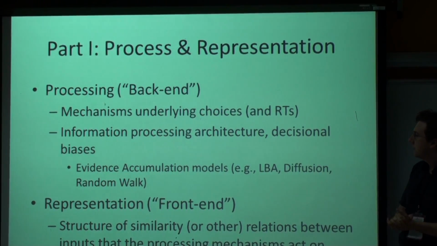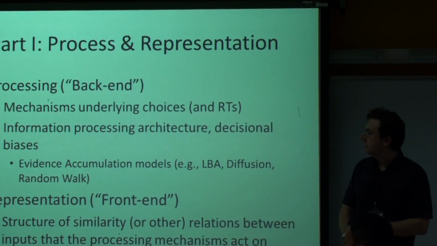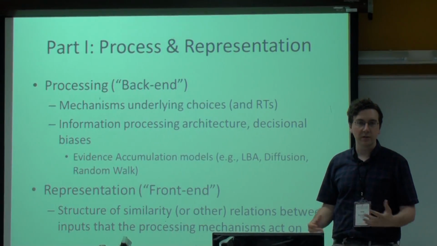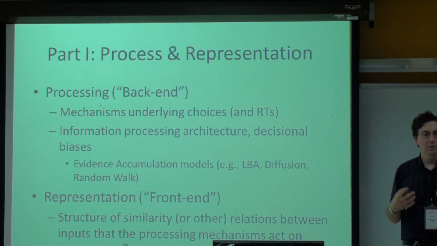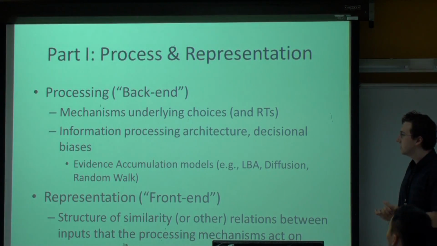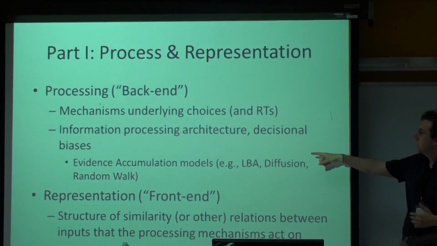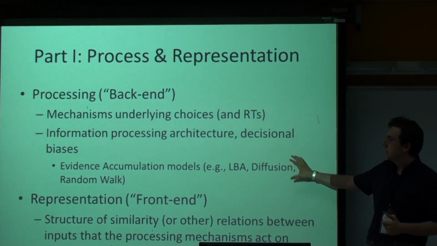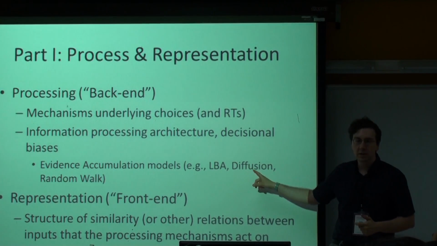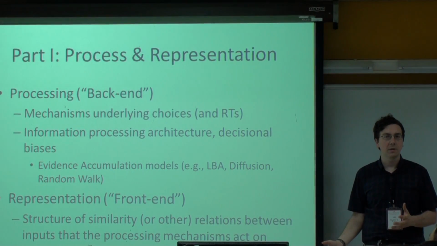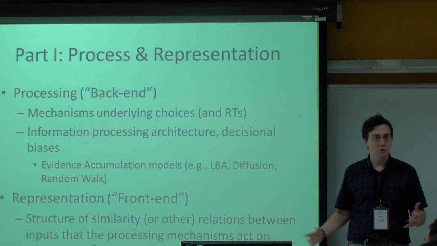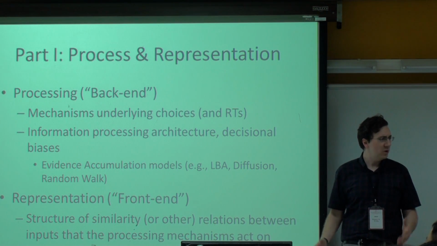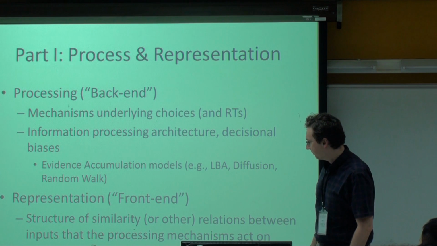So this processing backend is going to encompass all the different mechanisms which underlie choice and response time. It's going to take into account things like the information processing architecture. So how do you combine the information? What are your decisional biases in making those decisions? And really, these types of backends are all going to be things like evidence accumulation models. Things like the drift diffusion model, the DDM model that Andrew talked about, the LBA, the log normal race model that Andrew introduced as well.